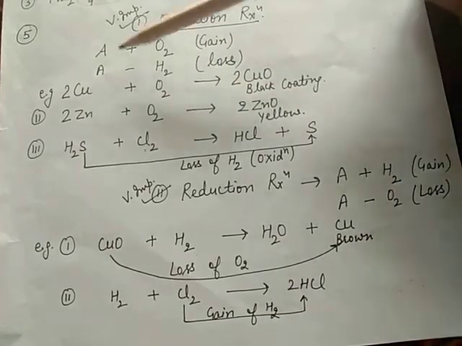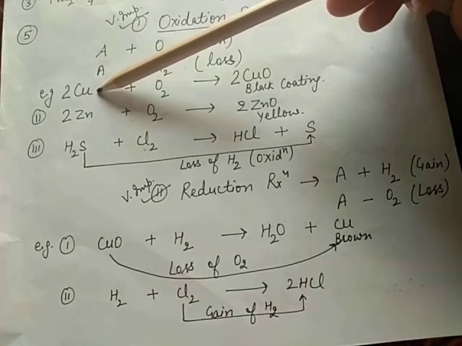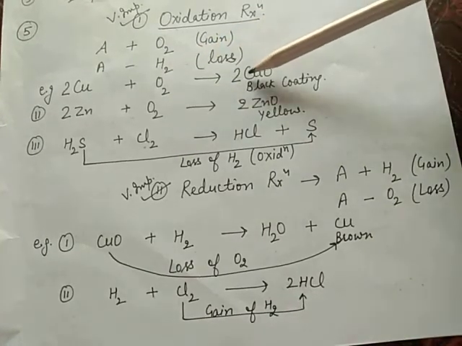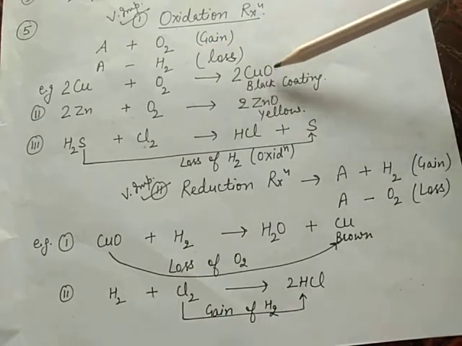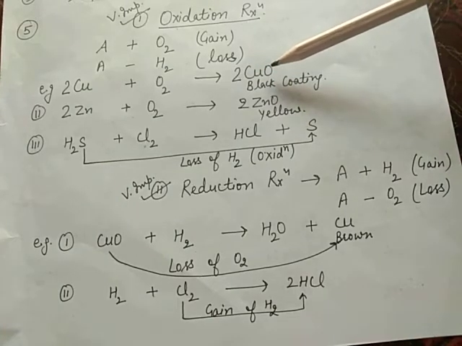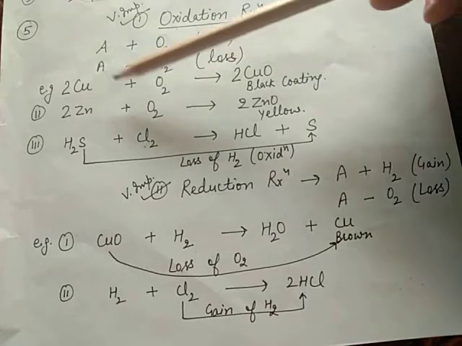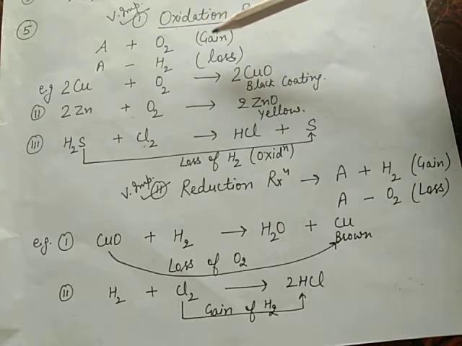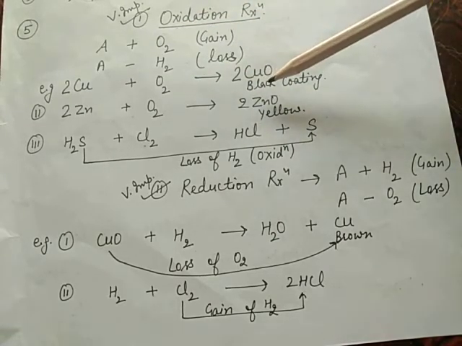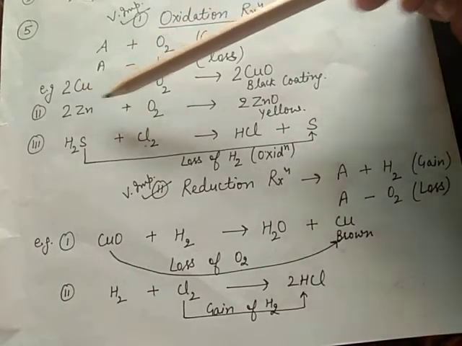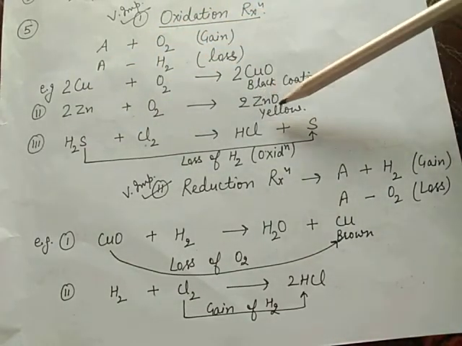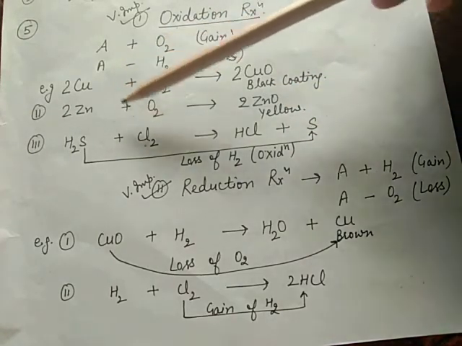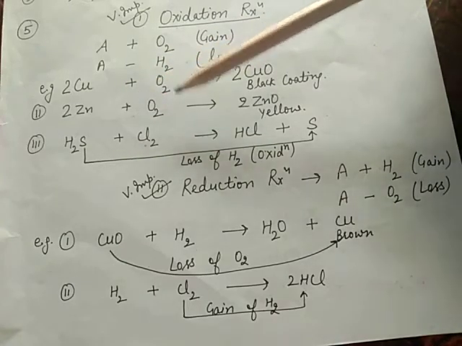We take the example. Suppose copper powder in presence of air will form copper oxide, that is the black color coating. Here addition of oxygen takes place. Addition means gain. It means it shows the oxidation. Another example, zinc plus O2 will form ZnO, that is the yellow color, zinc oxide. Here also the gain of oxygen takes place.